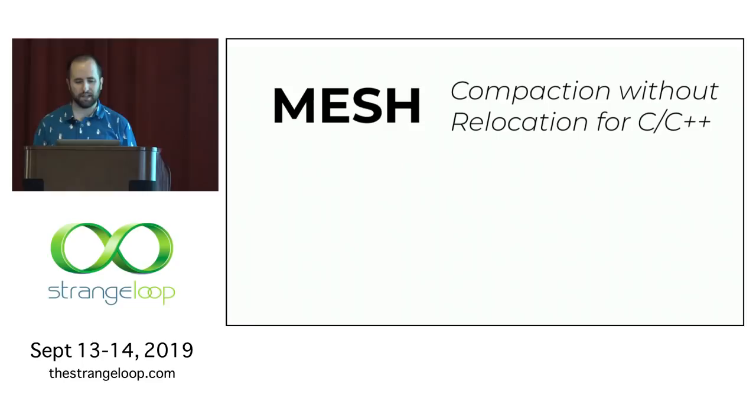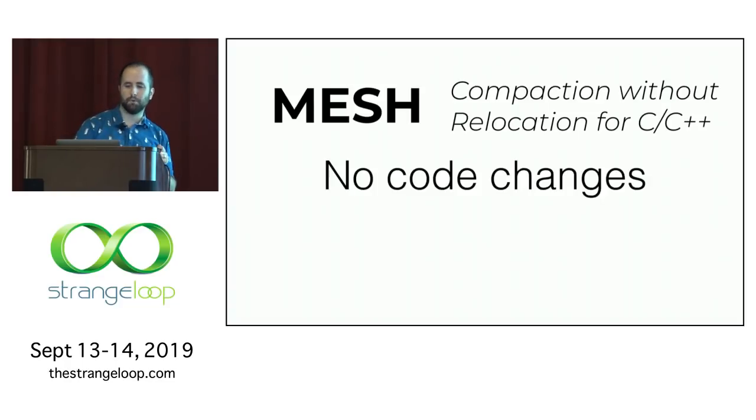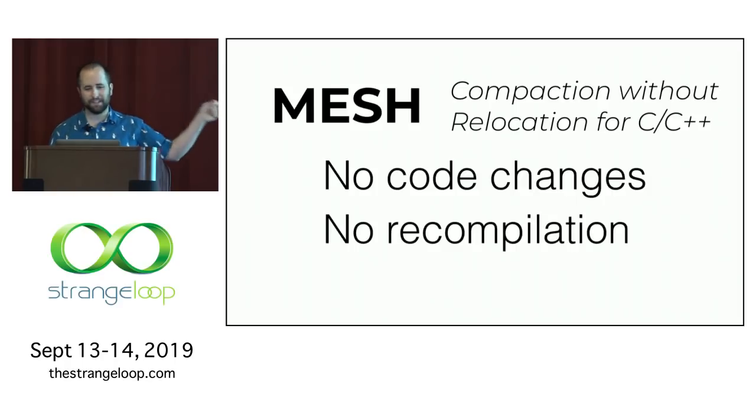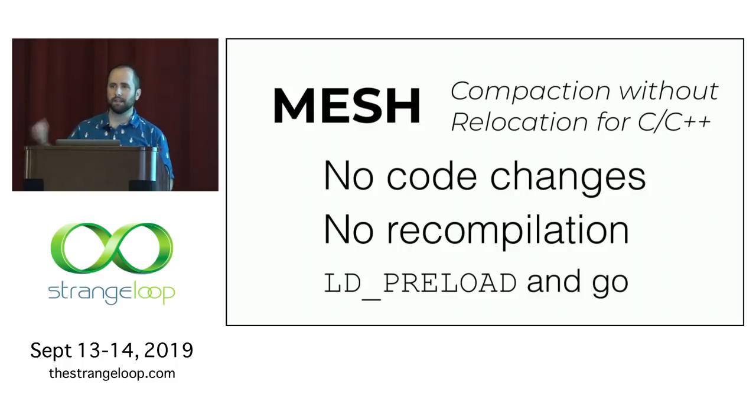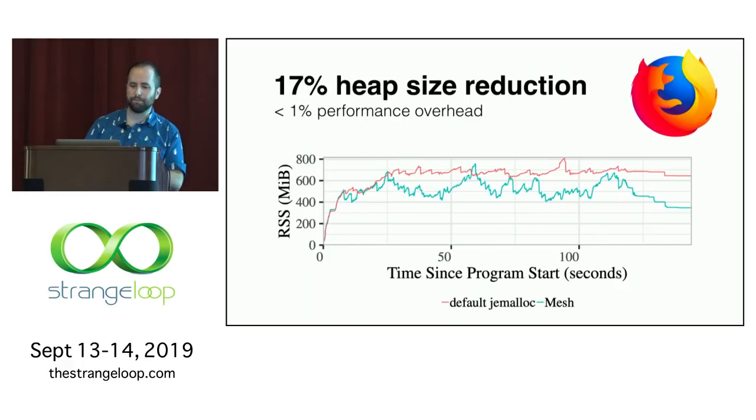Mesh is our memory allocator for C and C++, our drop-in replacement for malloc that is able to provide compaction without having to do any relocation, without having to identify or move any pointers. Mesh works without requiring any code changes. So we don't require you to remove those pesky union types. It doesn't even require recompilation. You just have to link against libmesh, or even just LD_PRELOAD libmesh, and go. Your program will use our versions of malloc and free and the other related memory allocation functions to provide compaction.